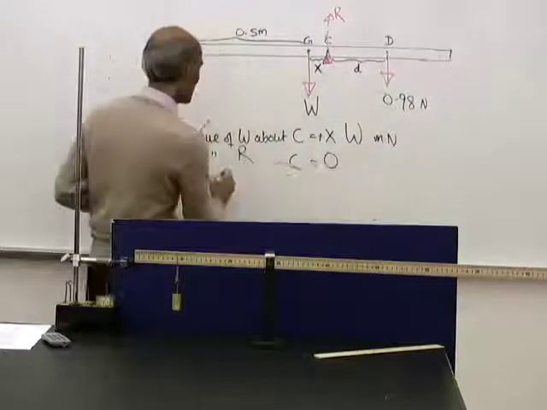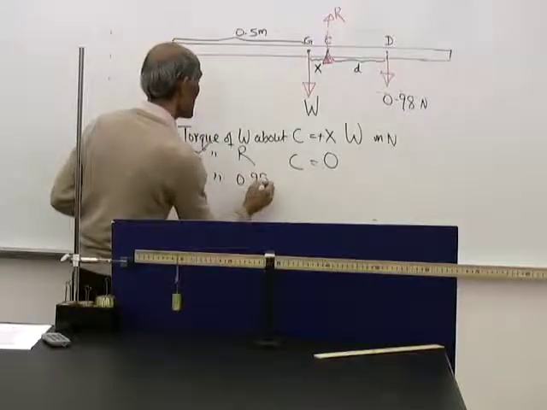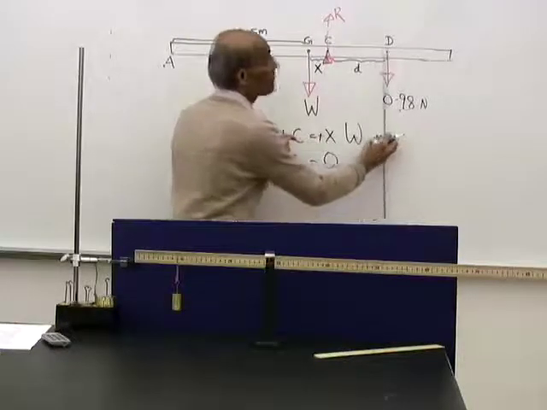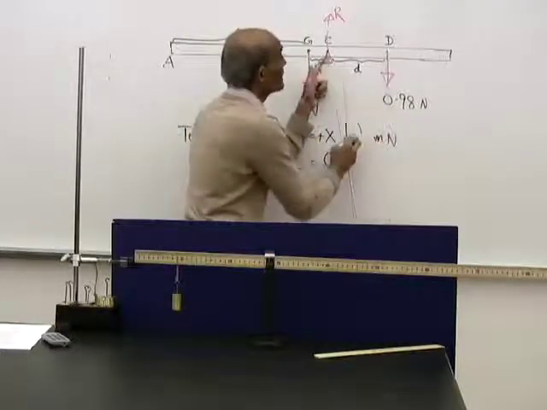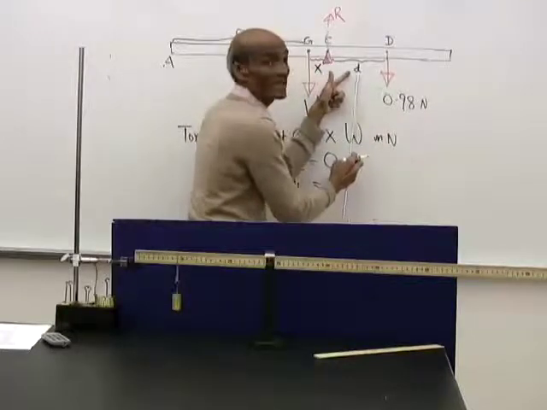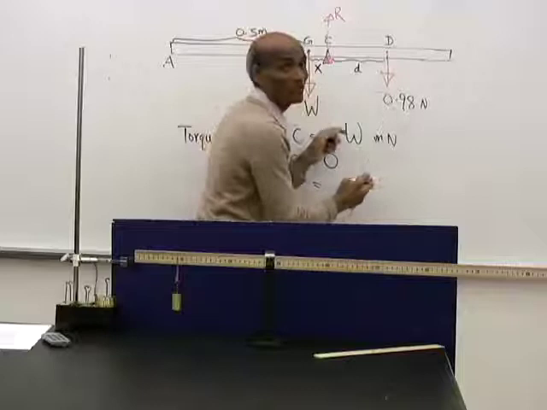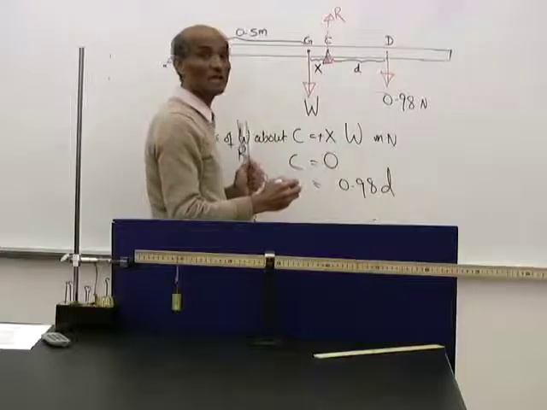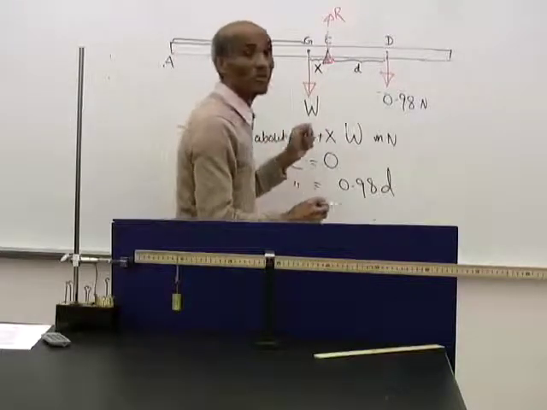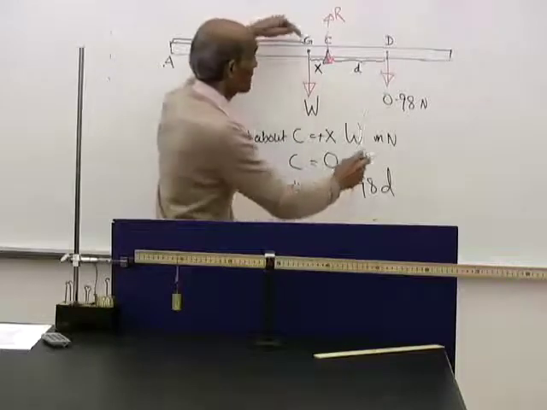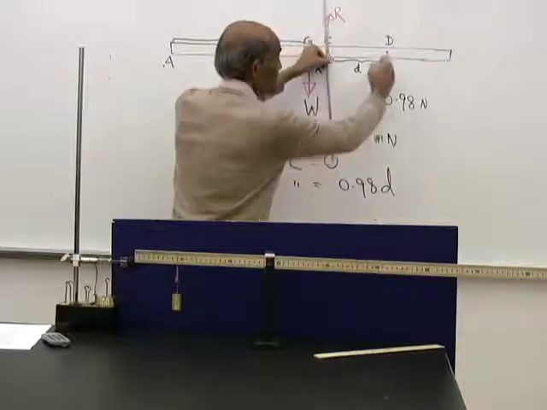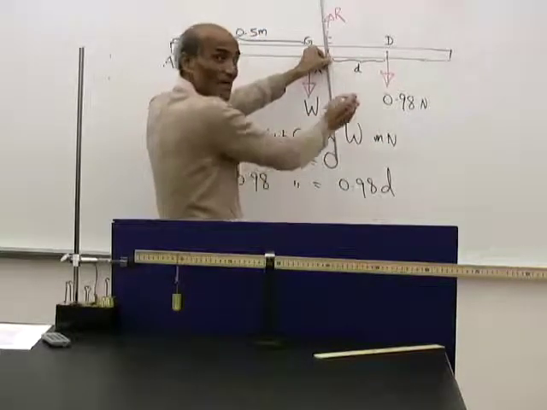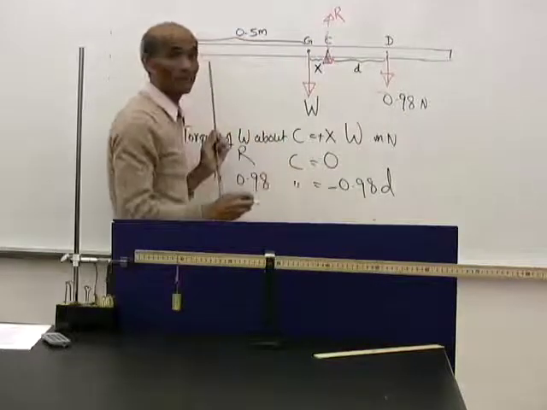We know that. So what is the torque of 0.98 Newton about C? The torque of 0.98 Newton about C is this distance, which we call d, d multiplied by 0.98. So that will be 0.98 times d meter Newton. Is that a positive torque or a negative torque? If this is the axis of rotation, this torque rotates in a clockwise direction. That means that is a negative torque.